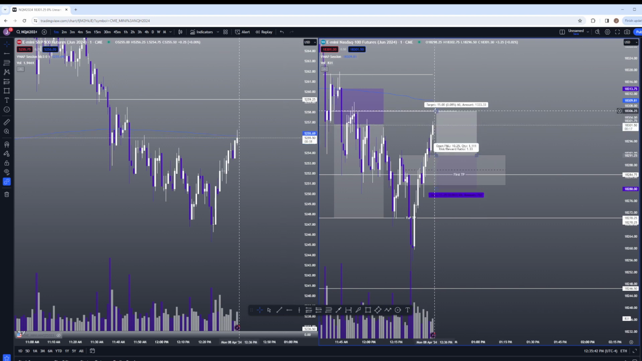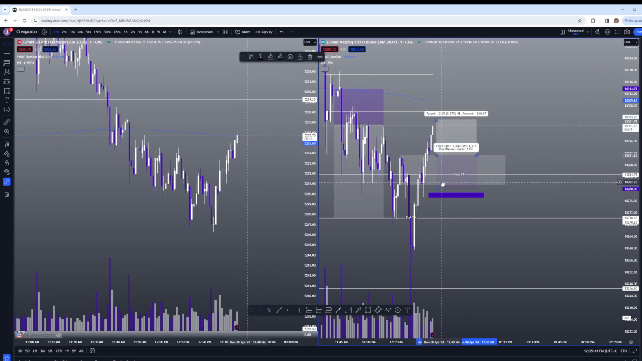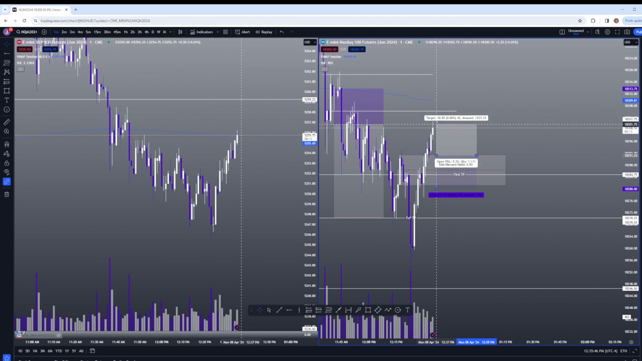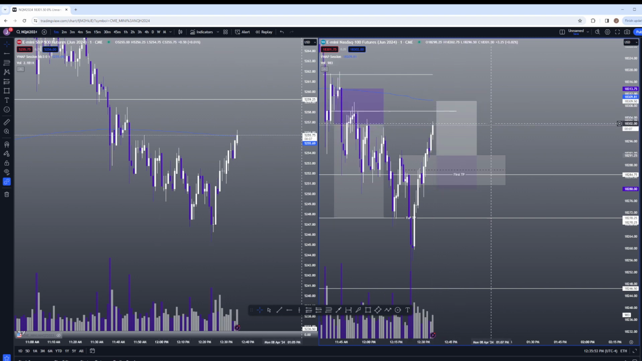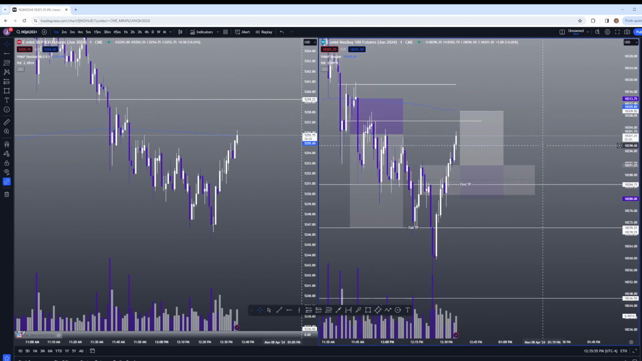Alright, so if you did get an entry and you had your stop below this low, 45 ticks, you would have already hit a 1-to-1 on that. But again, you could keep holding up near VWAP if you got an entry. I don't know if anybody got an entry on those longs. I didn't get an entry, so, you know.